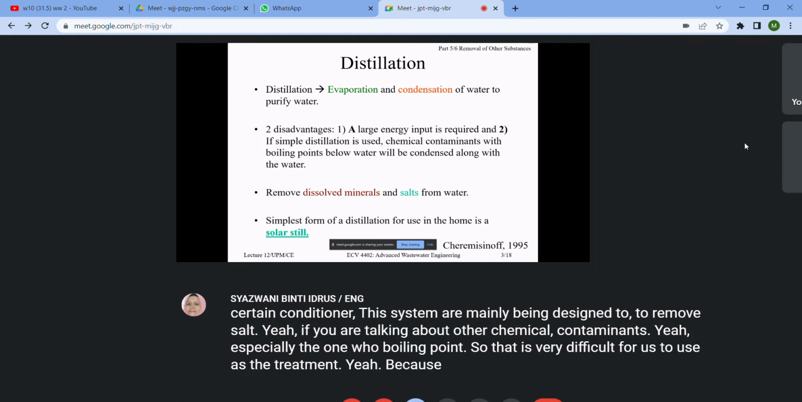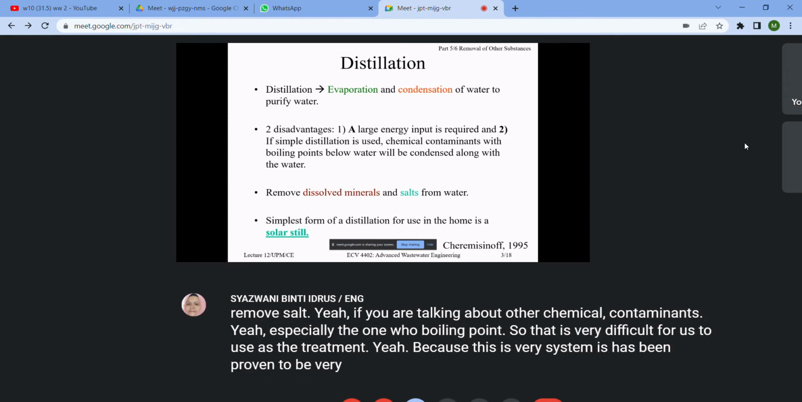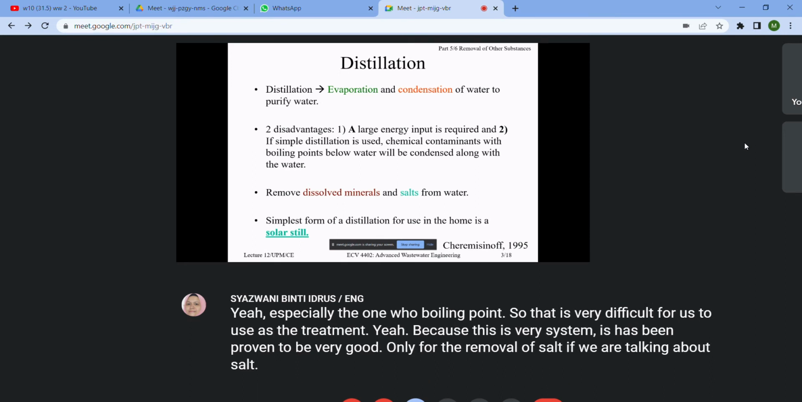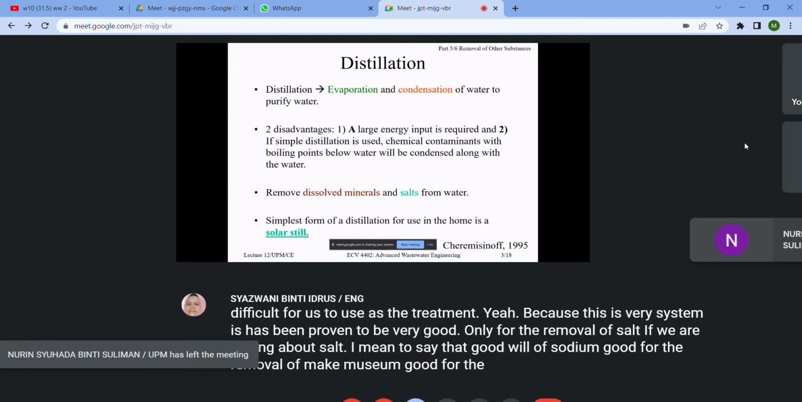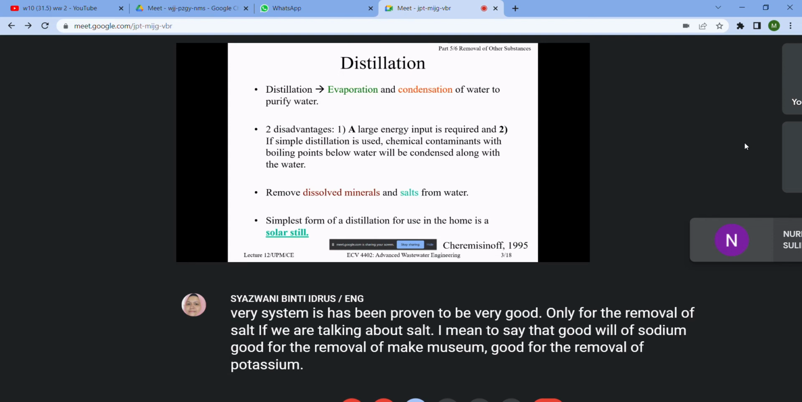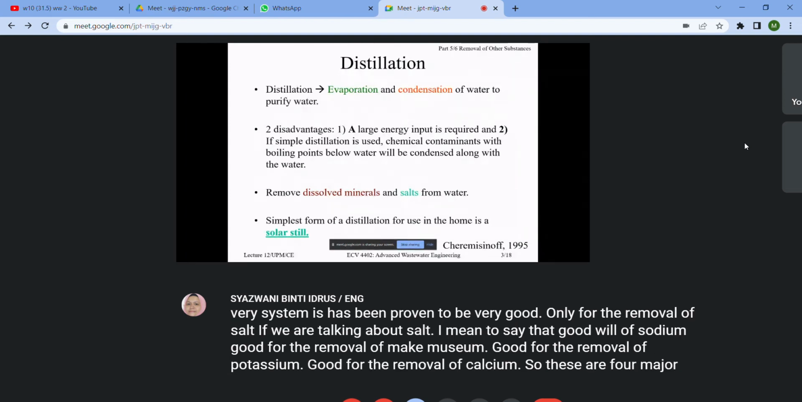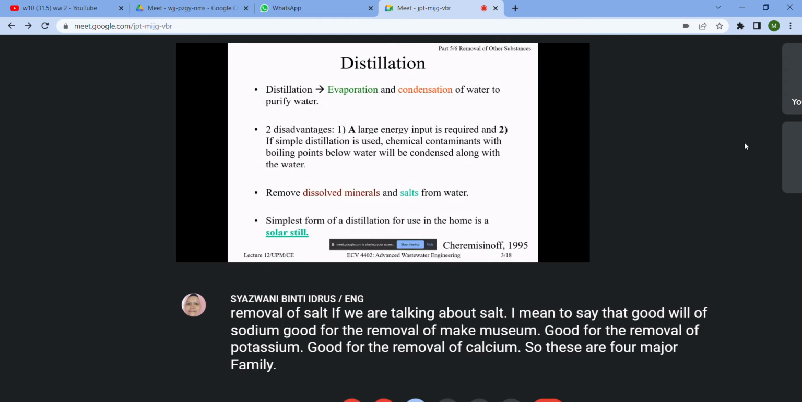Because this system has been proven to be very good only for the removal of salt. If we are talking about salt, meaning to say that it is good for the removal of sodium, good for the removal of magnesium, good for the removal of potassium, good for the removal of calcium. So these are four major salt families. The first one definitely sodium, the major ingredient for the seawater.